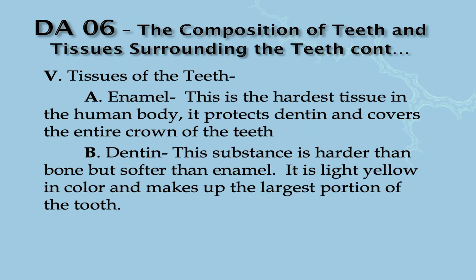As far as tissues of the teeth, we've got enamel, which is the hardest tissue in the human body. It protects the dentin and covers the entire crown of the tooth. The dentin is harder than bone, but it is softer than enamel. It is light yellow in color and it makes up the largest portion of the tooth. So the majority of the tooth is made out of dentin.